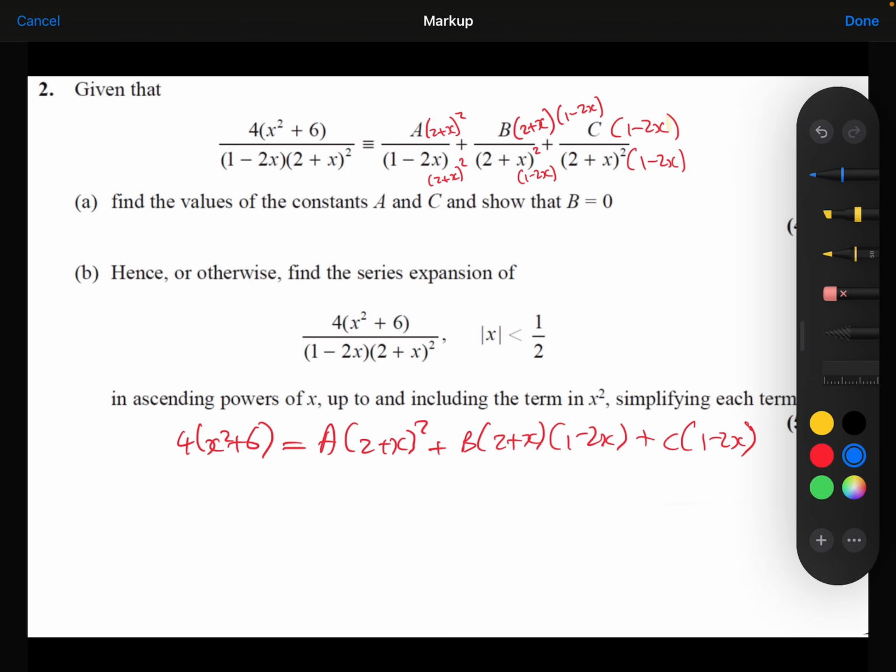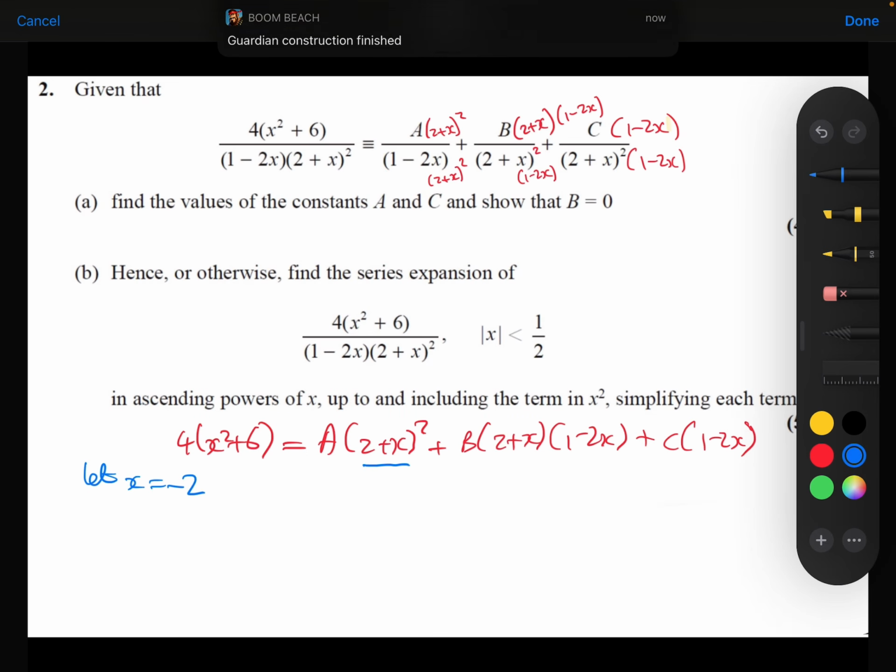First thing I'm going to do is let x equal −2. The reason I've chosen x to be −2 here is so that this term becomes 0 and this term becomes 0. The 2 + (−2) will be 0 in both of those cases, and therefore that will allow me to work out the c term easily.